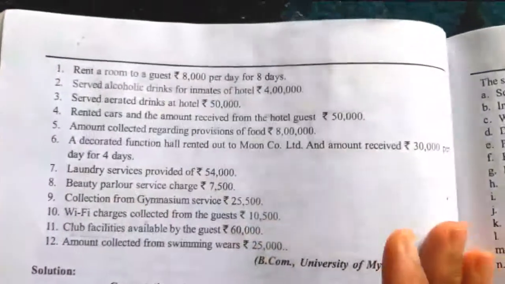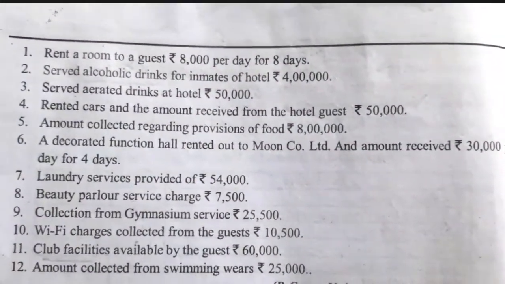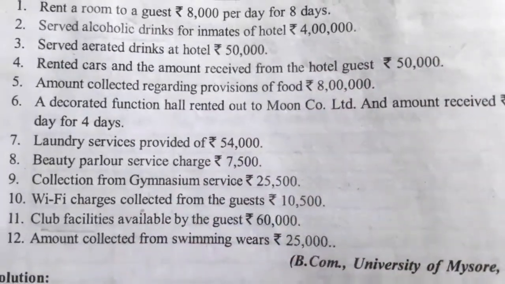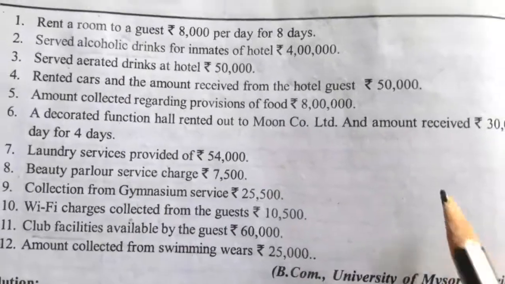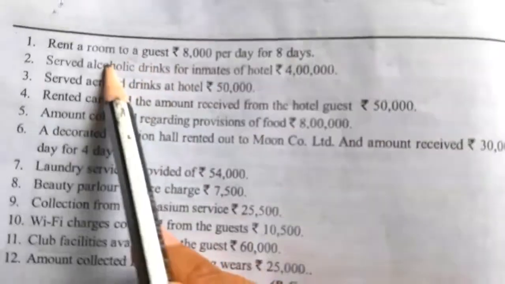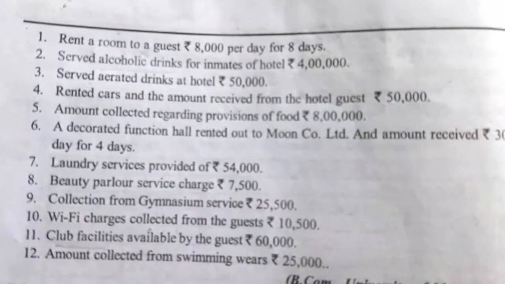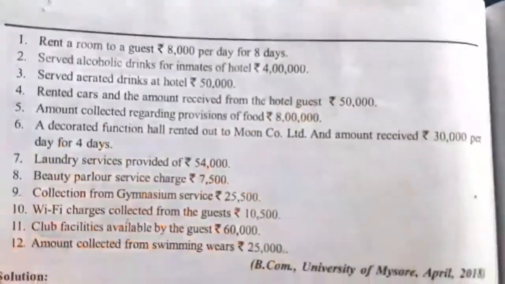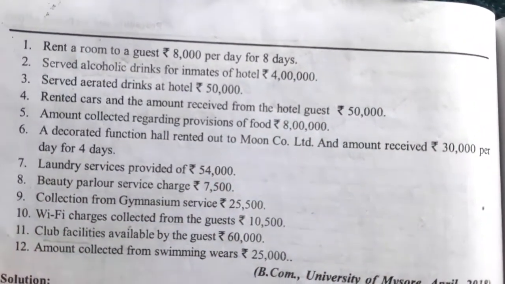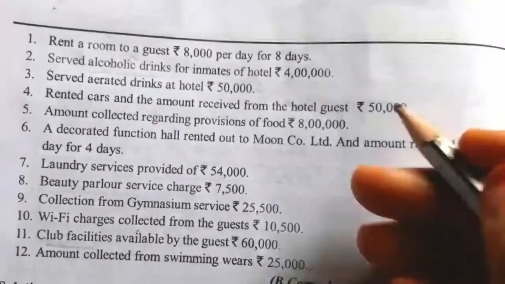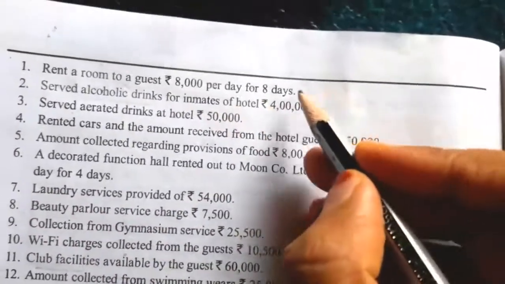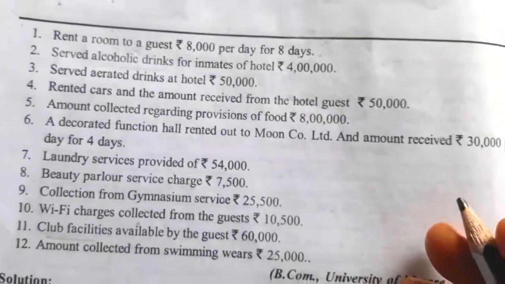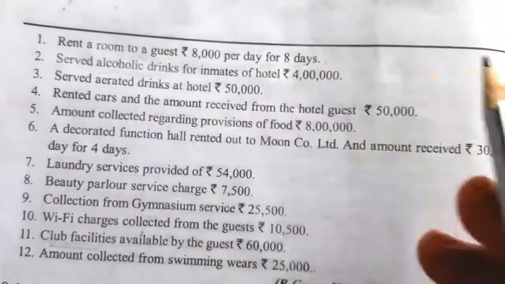So here rent a room to a guest rupees 8,000 per day for 8 days. So this is a taxable service. So we are calculating taxable supply of services in the case of hotels. So here a room has been given to a guest for a rent. So the rent is 8,000 per day for 8 days. Up to 1,000 per day is not taxable, sir. It is exempt up to 1,000 per day. So 8,000 per day is taxable. 8,000 into 8 for 8 days rent is received. So 8,000 into 8 is a taxable service. So this 8,000 into 8 we have to take.